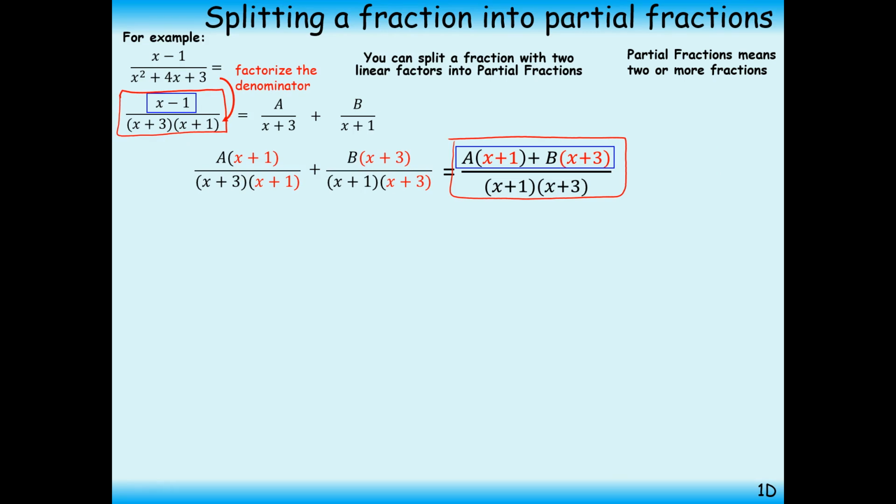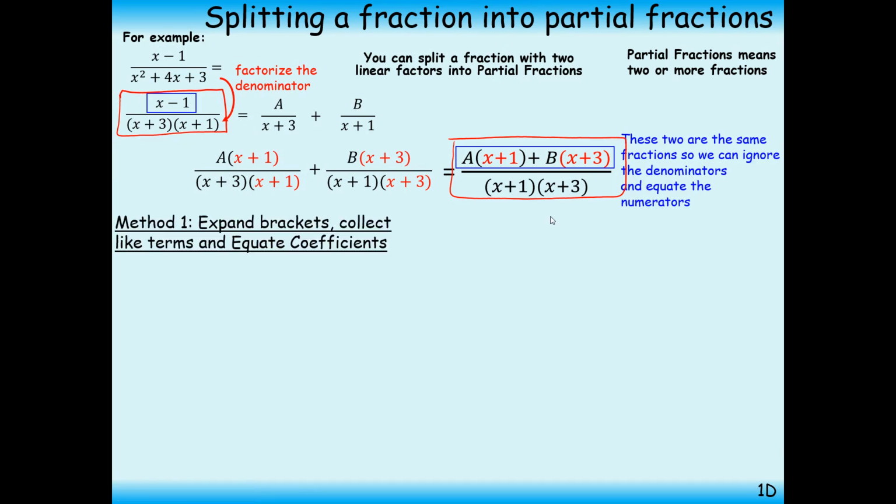Therefore, we can ignore the denominators and simply equate the numerators with each other. That is, those two blue boxes. You can equate those two blue boxes and write them like so. Now, our task is much easier. All you have to do is multiply out the brackets. As you see on the page, I've already labeled this method 1, because expanding brackets and equating coefficients is one way of solving it. So let's go through it.